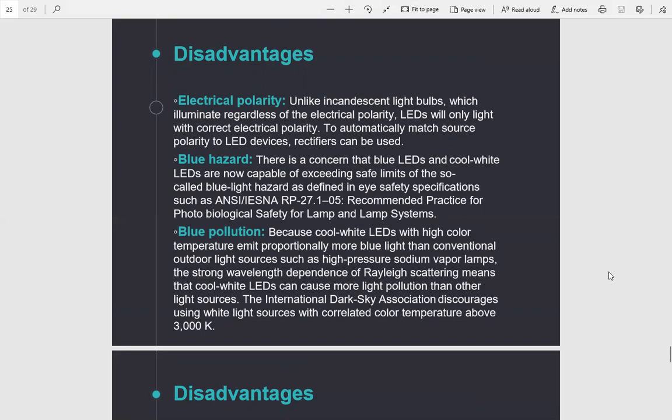Blue pollution. Because cool white LEDs with high color temperature emit proportionally more blue light than conventional outdoor light sources, such as high pressure sodium vapor lamps, the strong wavelength dependence of Rayleigh scattering means that cool white LEDs can cause more light pollution than other light sources. The International Dark Sky Association discourages using white light sources with correlated color temperature above 3000 Kelvin.